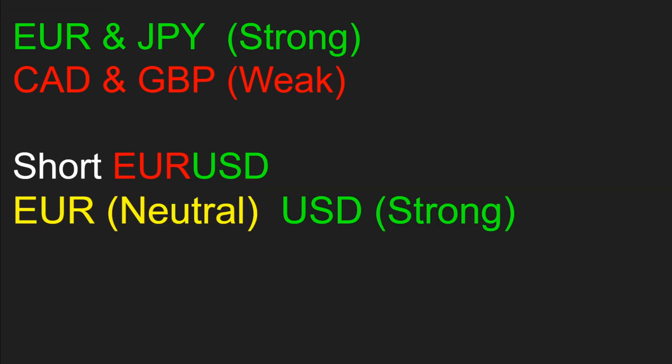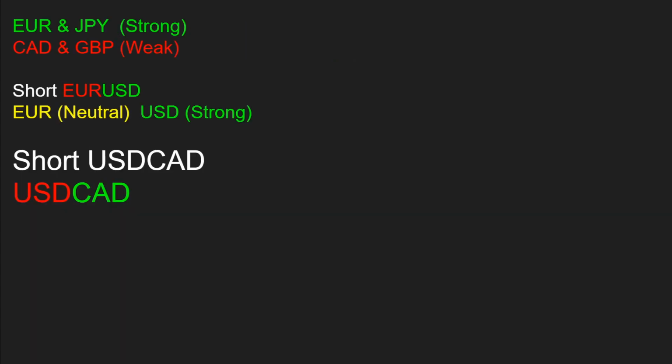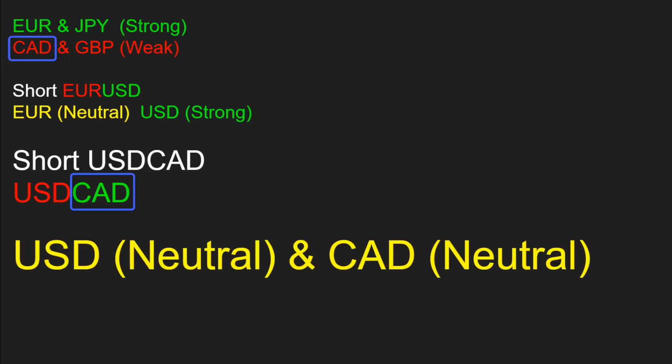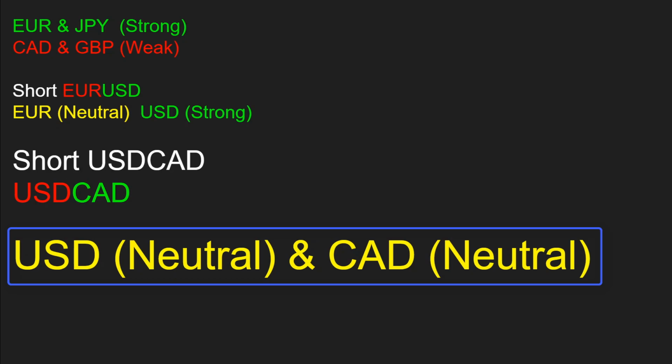Scrolling through your charts, you see a good short setup for Euro USD. Now you're neutral on Euro, but now you're strong on USD. You keep looking and you see one more good setup. You're short on USD CAD. The two USDs cancel and the two CADs cancel. Now you're neutral on both.